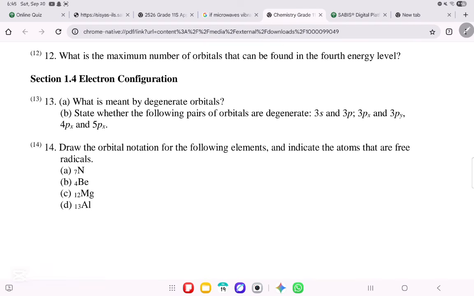What is meant by degenerate orbitals? Degenerate orbitals have the same energy and the same sublevel. State whether the following pairs of orbitals are degenerate or not. They should first of all have the same energy: 3s and 3p. Okay, that's the same energy, and the same subshell? Wrong, they don't have the same subshell. 3px and 3py, same energy, same subshell. This is an answer. 4px and 5px: 4 and 5, different energy level, so it's not this.